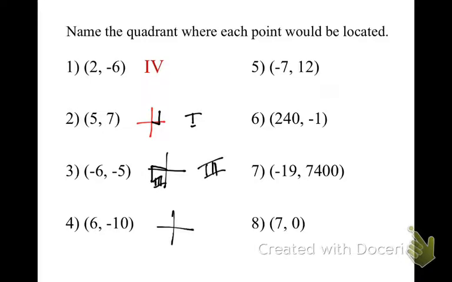Then I'm going to go to the right and down. That's quadrant, to the right and down. That would be quadrant 4. Now, pause the recording and you try the next few on your own. Now check your work.